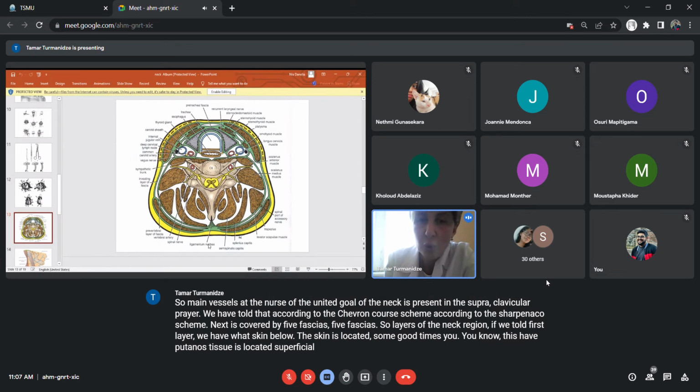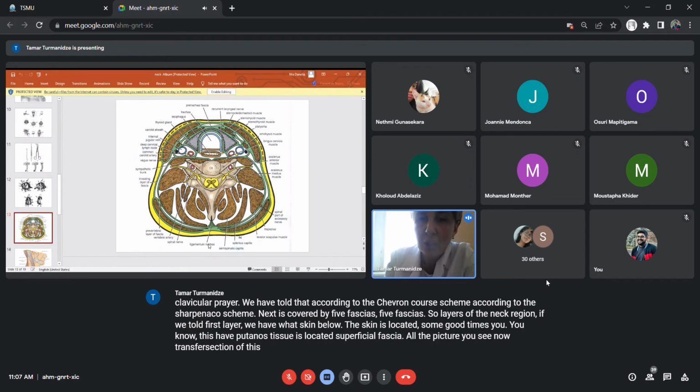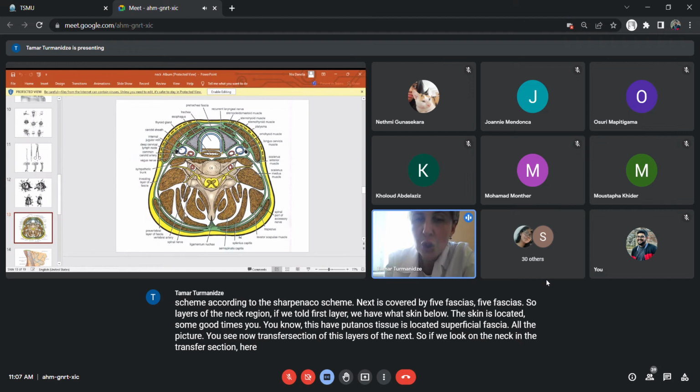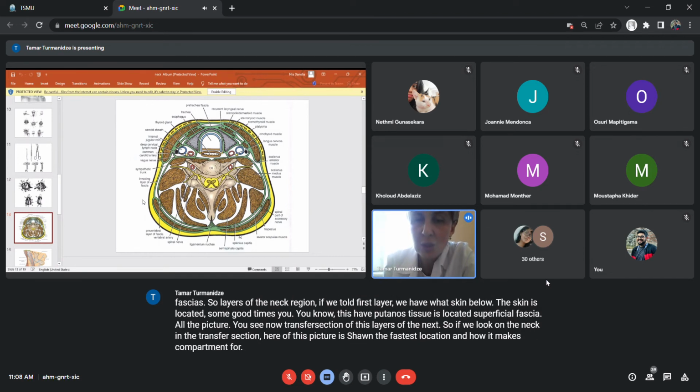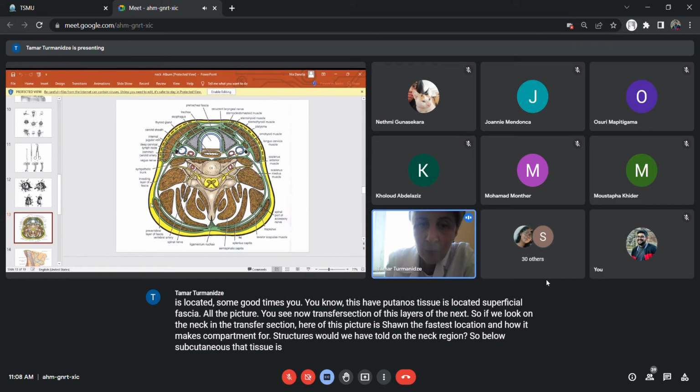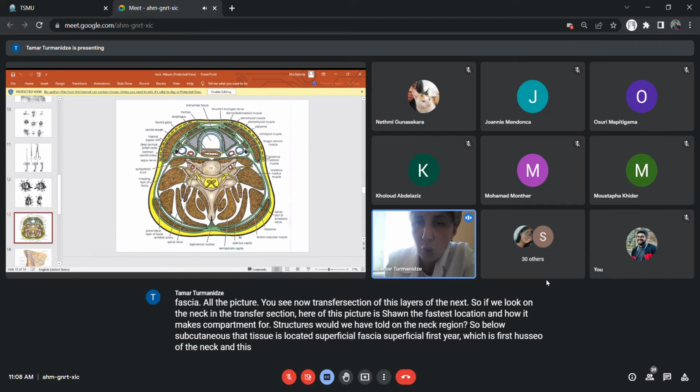On the picture you see now a transverse section of these layers of the neck. If we look at the neck in transverse section, here on this picture is shown the fascia's location and how it makes compartments for the structures we have told about in the neck region. So below the subcutaneous tissue is located the superficial fascia, which is the first fascia of the neck, this yellow one shown on the picture.